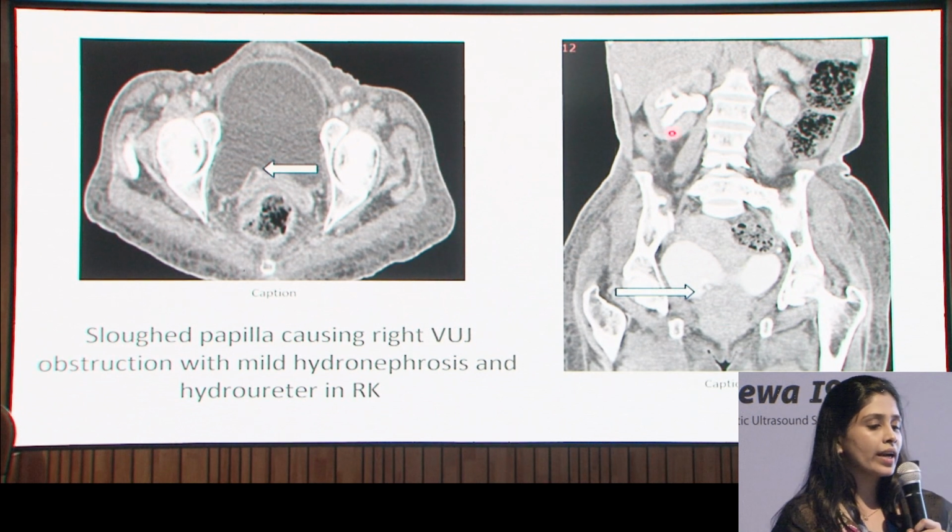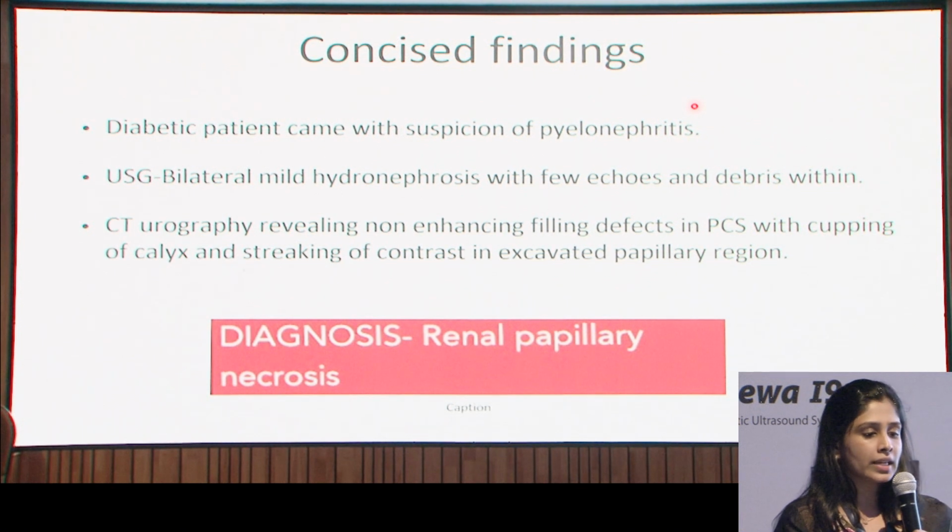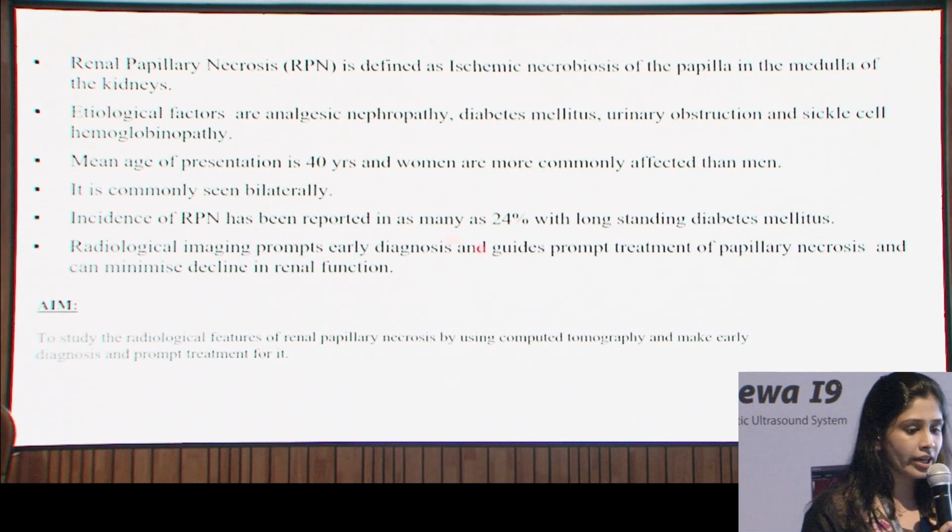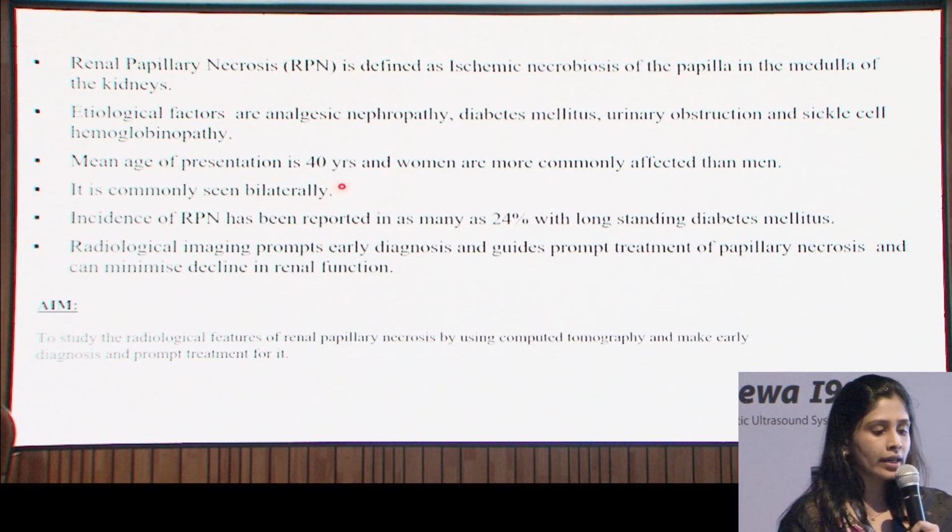So, to conclude the findings: diabetic patient, suspected pyelonephritis, mild hydronephrosis, echoes, and non-enhancing filling defects, streaking of contrast in the excavated papillary region. The diagnosis of renal papillary necrosis was made. So why is it important? Because if treated early, it can minimize the decline in renal function seen bilaterally, and the most common age of presentation is 40 years, seen in diabetic patients, as was in our case.